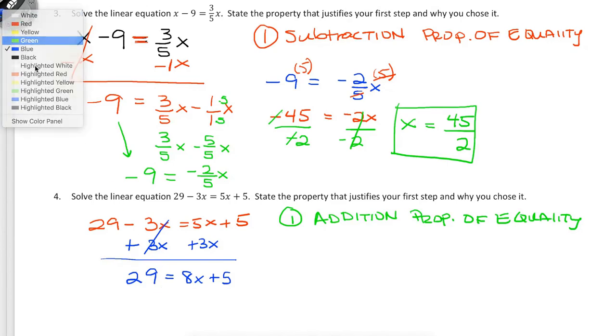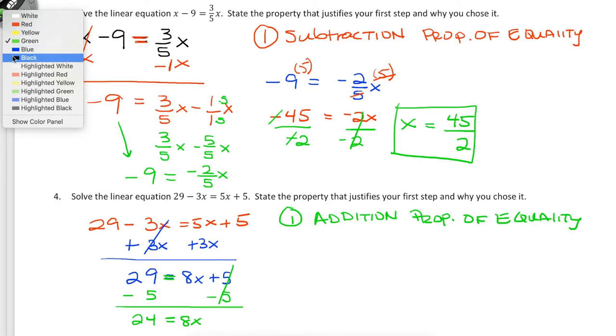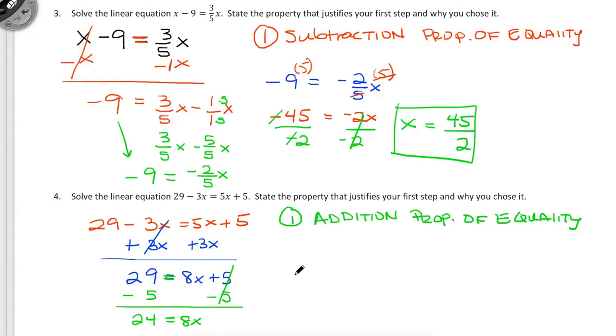Well, first, in order to solve this, I need to get rid of the 5 because I want the x by itself. What's the opposite of adding 5? Subtracting 5. And remember, the reason we're taking the opposites is because we're moving past or over these equal bars. The 5's cancel. 29 take away 5 gives me 24 equals 8x. And so the final answer here is asking us, 8 times what gives me 24? Well, we all know x equals 3 then.